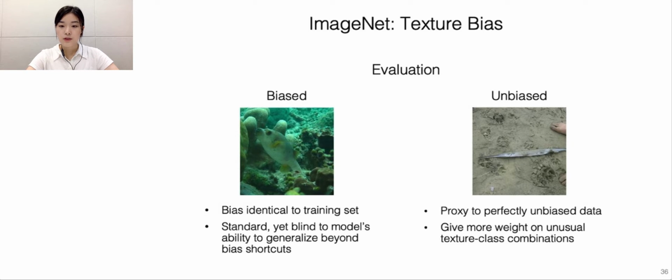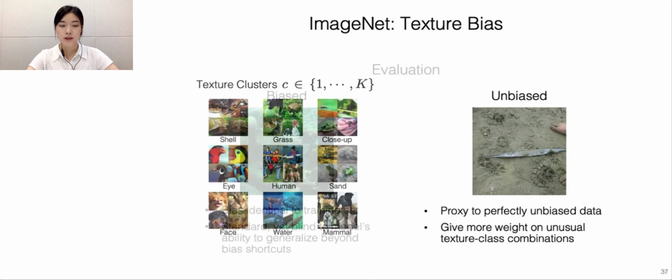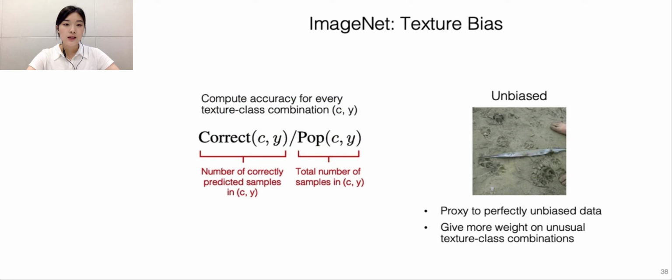For the unbiased metric, we cannot get perfectly unbiased data. So as a proxy, we give more weight to unusual texture class combinations. We do this by getting texture clusters, and then computing accuracy for every texture class combination. So we divide the number of correctly predicted samples by the total number of samples in each texture class combination, so that we upweight unusual combinations.